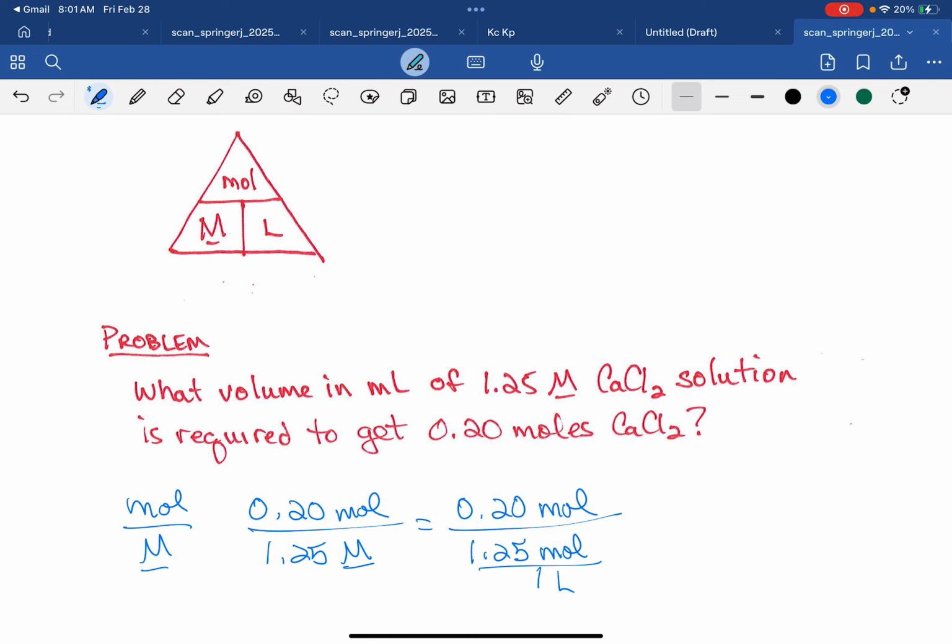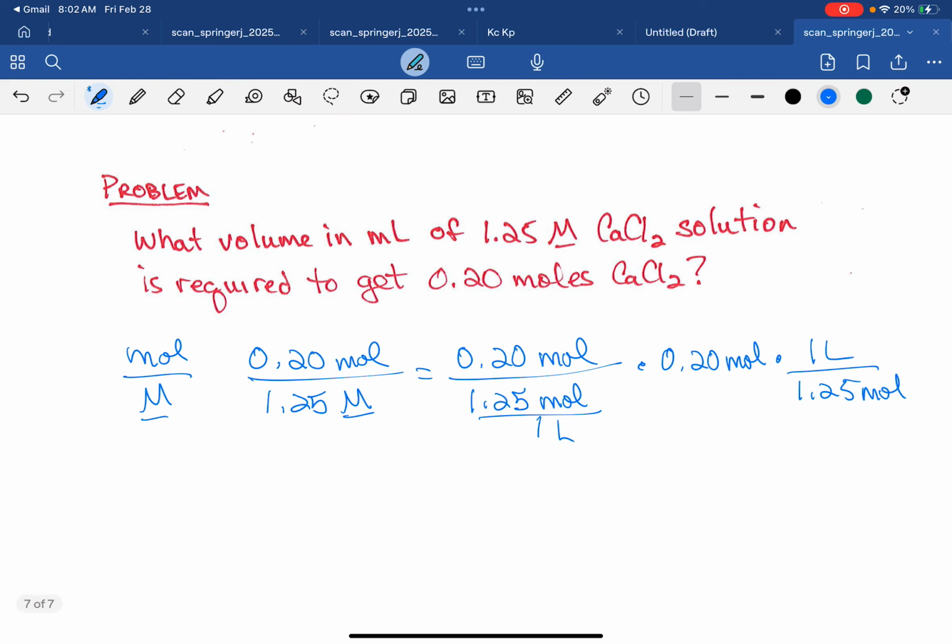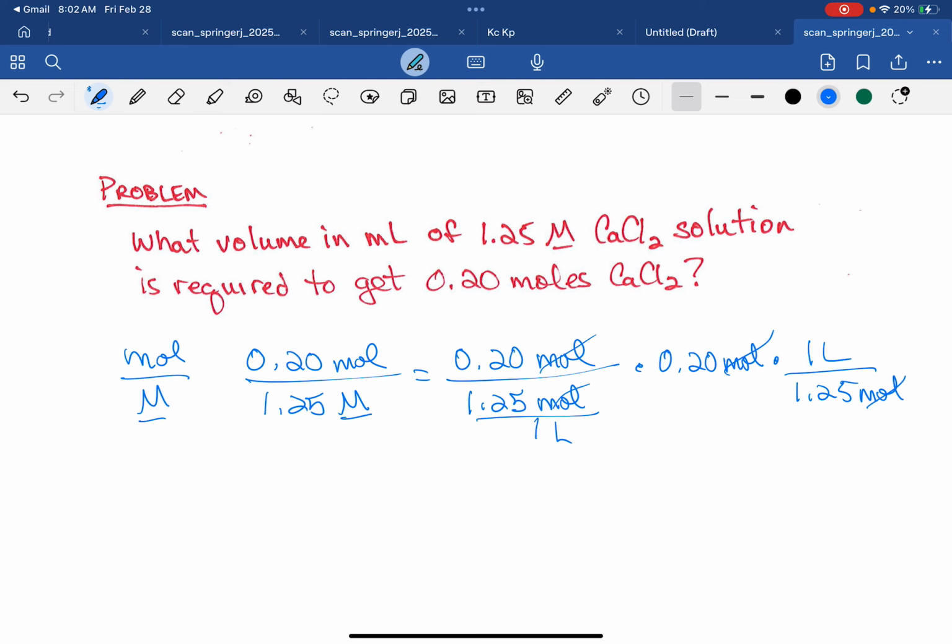And when you divide by a fraction, you multiply by the reciprocal of the fraction. So 0.20 moles times 1 liter over 1.25 moles. And so my moles are canceling there. They would have canceled here too. But I get, as my result, 0.16 liters, which it wanted in milliliters. So I'm going to multiply that by 1,000, 160 milliliters. Okay, so that takes care of that.